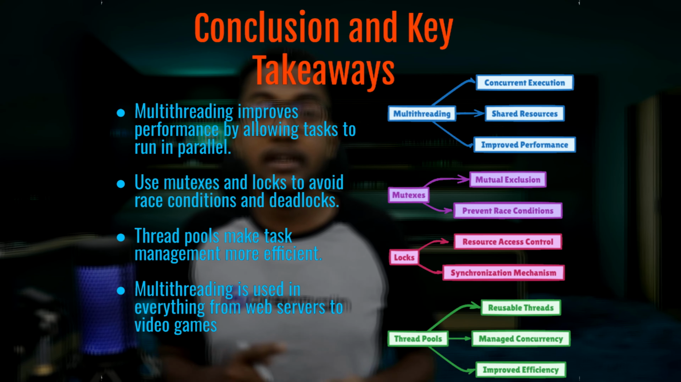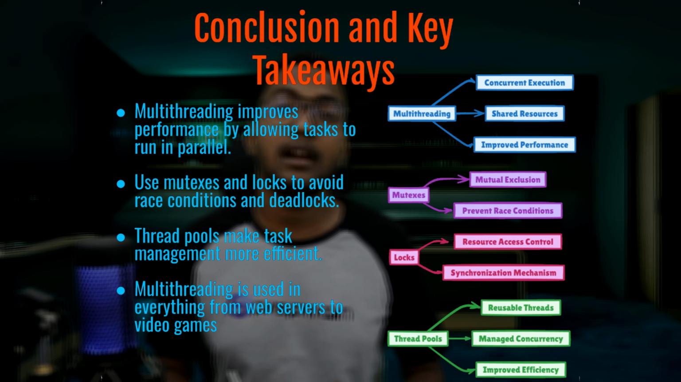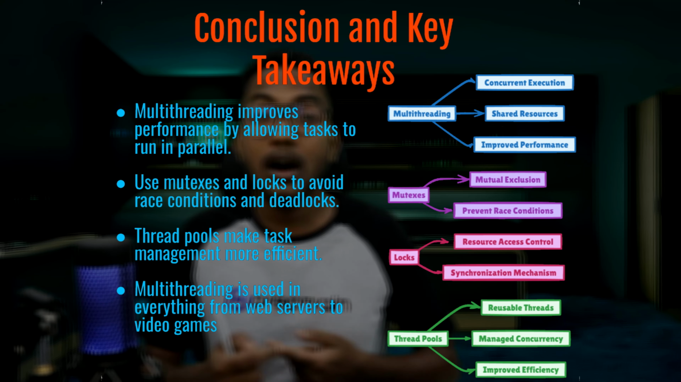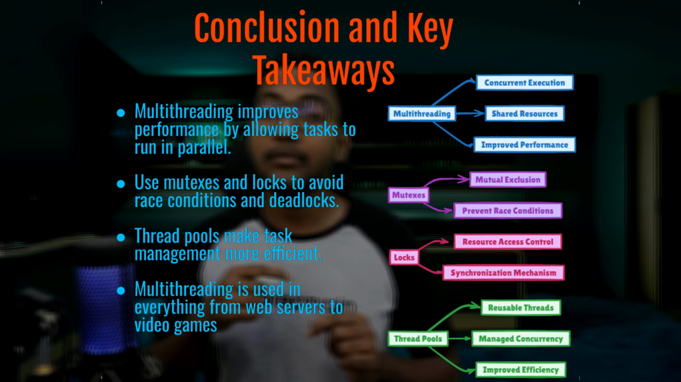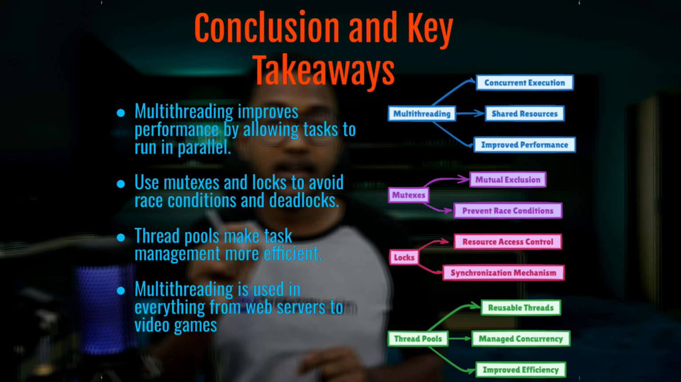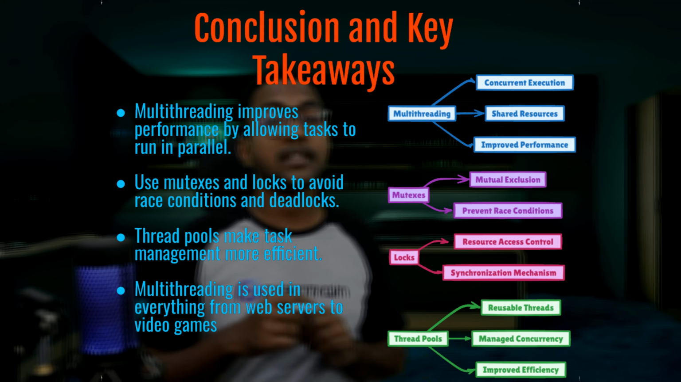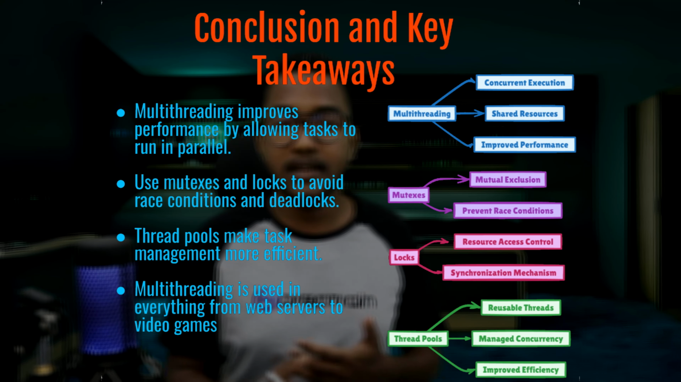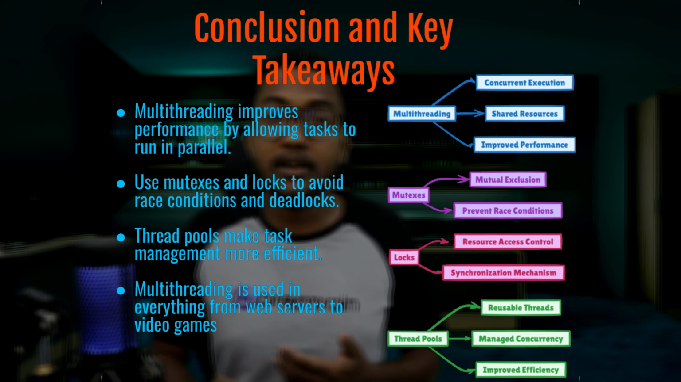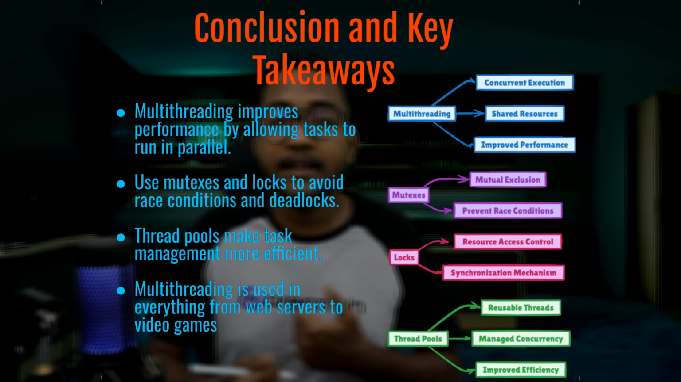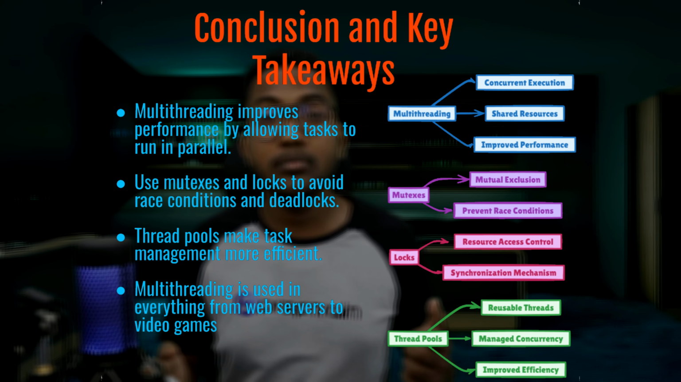And speaking of tools, we introduced mutexes and locks, which help prevent race conditions and deadlocks by controlling how and when threads access shared resources. Mutexes ensure that only one thread can access a resource at a time, and locks prevent multiple threads from stepping on each other's toes. We also covered thread pools, which are a collection of pre-created threads that can be reused to handle multiple tasks. Thread pools improve efficiency by reducing the overhead of constantly creating and destroying threads, and they are especially useful for handling a high volume of short tasks.